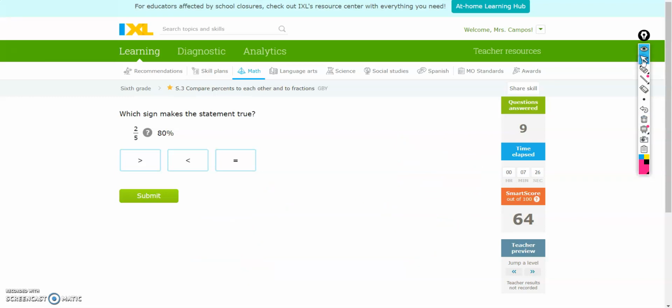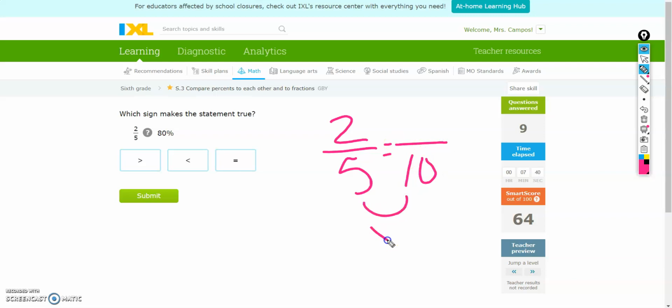Okay, on this one, you have 2/5. I think for this one, I'm going to use this strategy because it's a 5 on the bottom, and that's a little bit easier for me to do, or faster rather. So what I did is I multiplied by 2 on the bottom to get to 10, so I had to do the same on the top. So 2 times 2 is 4. And then I add the 0 to make it 100, and so I have 40%. 40% is definitely less than 80%.